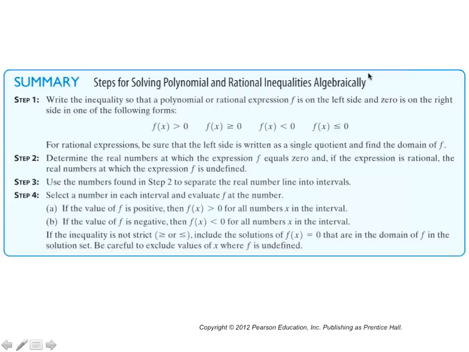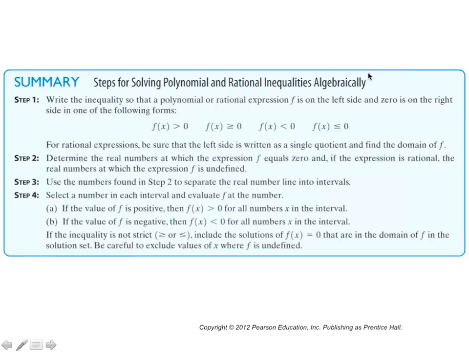So the first step is to always rewrite your polynomial or rational expression so that you have 0 on the right-hand side. And then if you have a rational expression, you need to make sure that it's written as a single quotient, meaning a single fraction. And then step 2, what you do is you determine the real numbers for which your expression equals 0. And if you have a rational expression, you need to also find the values where it's undefined. So that's where we set the numerator and the denominator equal to 0.